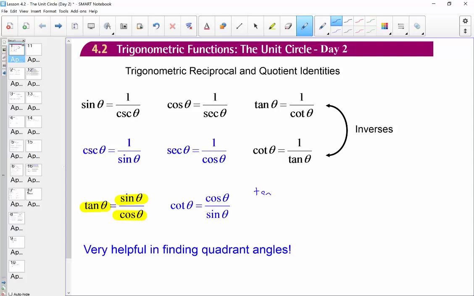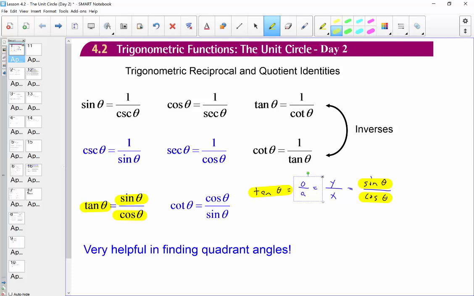The tangent of theta equals opposite over adjacent. We've already learned that. And we know that the opposite side equals y and the adjacent side equals x. And we've also learned that the sine of theta equals y. Therefore, we can substitute sine of theta, and we've learned that the cosine of theta equals x. So we can substitute the cosine of theta. Therefore, the tangent of theta equals the sine of theta over the cosine of theta.